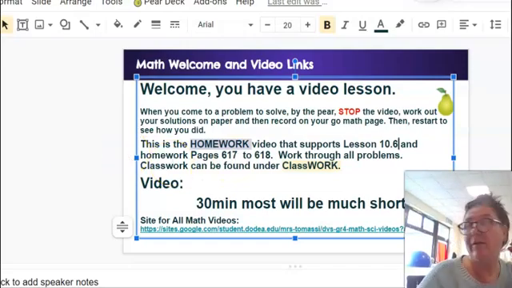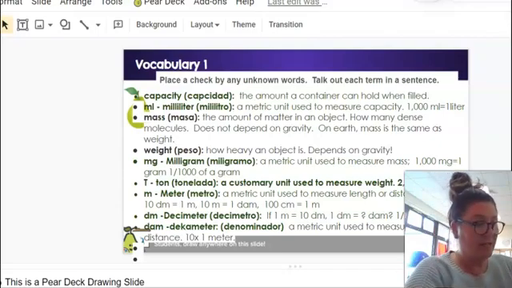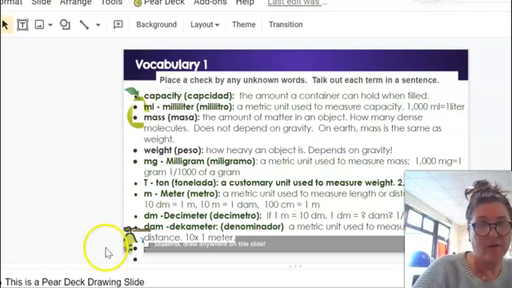Make sure you pause the video. I know I haven't been saying to pause the video, but make sure you pause the video as you go along to help you guys work it out first. But these are also kind of learning videos.